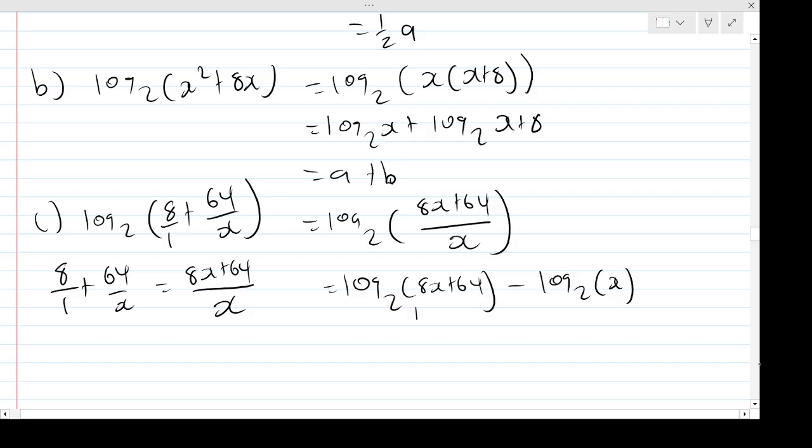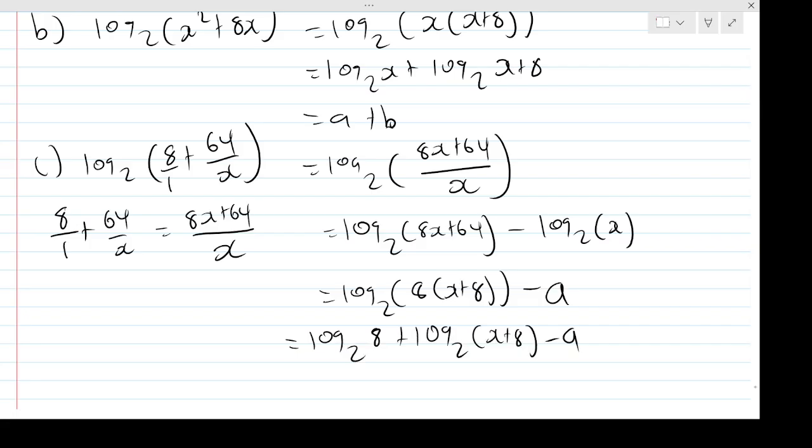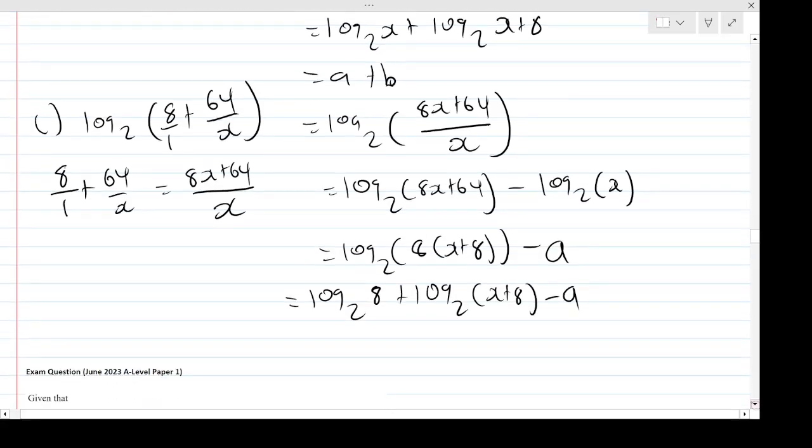But again, there's nothing I can apply any log laws to at the moment, but I can again factorise here. So I can factorise to say log base 2 of 8, I can pull an 8 out, 8 of x add 8. And then take away log base 2 of x. That's just a. Okay, that's a. That's great. And actually then, I can split up the product in this log to then say log base 2 of 8, add log base 2 of x plus 8, take away a. Well, actually then, this is b. So this is b, take away a.